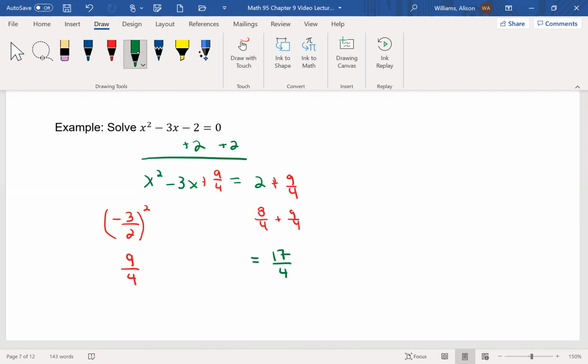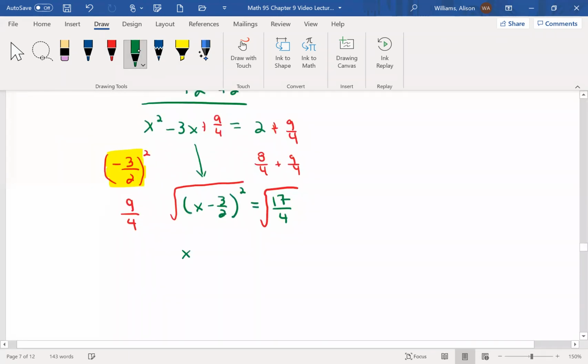Okay, but on the left side, I need to factor this. And I'm going to factor it using my little trick. So because I wasn't actually able to divide by 2, that's what it's going to factor into. This is going to factor into x minus 3/2 squared. Gross. All right. Taking the square root of both sides and pretending it doesn't freak me out. On the left side, I'm just going to have x minus 3/2. But on the right side, I need to work out that radical.